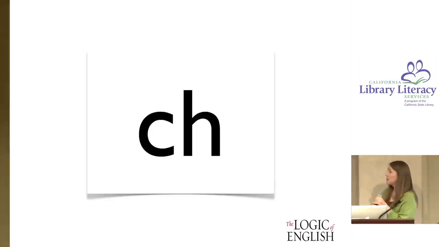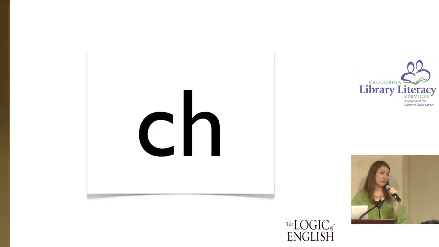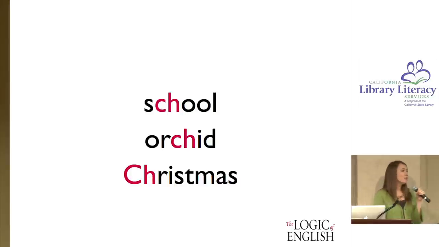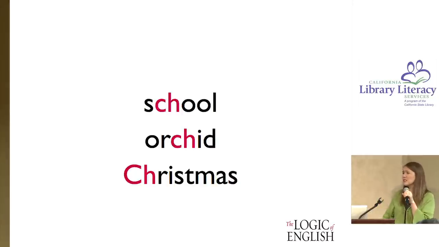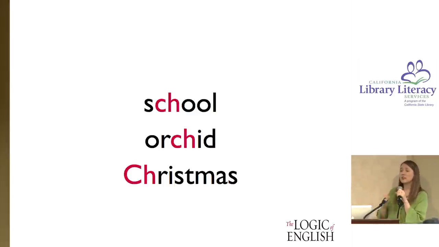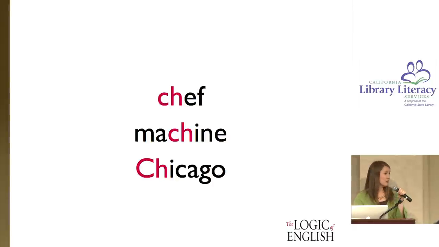Now, here's one more example of this and why it's so important to teach all the sounds. So I learned that this says ch, as in chin, choice, and check. And I still remember the day I was sitting in school with my spelling word, stool. I remember the desk, the classroom, I remember thinking, English is so stupid. This is stool. That's so dumb. But what does CH also say in school, orchid, Christmas? It says k. And what does it say in chef, machine, in Chicago?